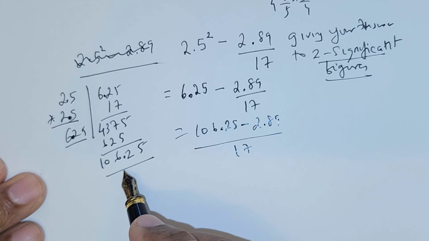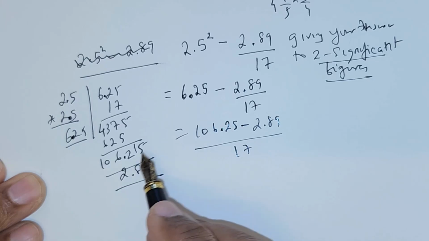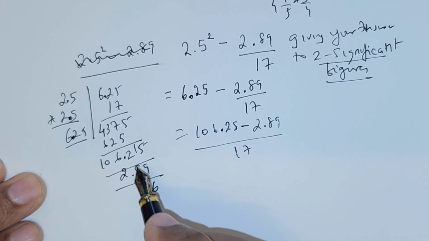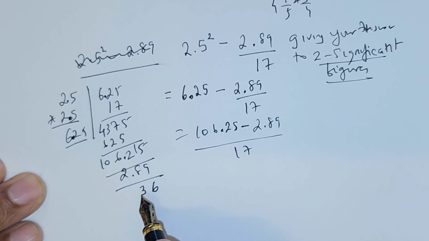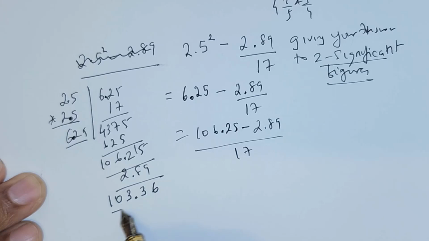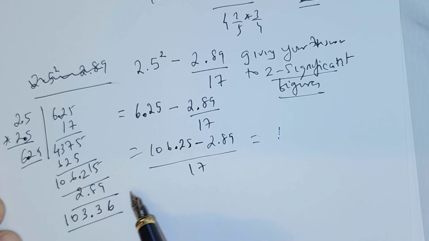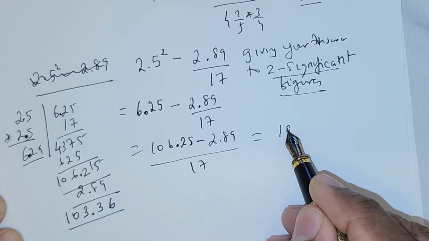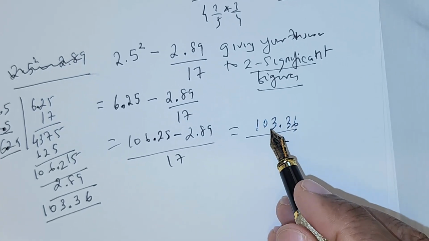So from 106.25 you subtract 2.89. Carry 1, you get 15, you take away 9, you get 6. You already have a 1, you carry 1 again, you get 11, and then you take away 8, you get 3. You already have a 5, from 5 you take away 2, you get 3, and 10 remains as it is. So it's going to be 103.36. This is the value we get after subtracting, 103.36 divided by 17. Now is it the final answer?